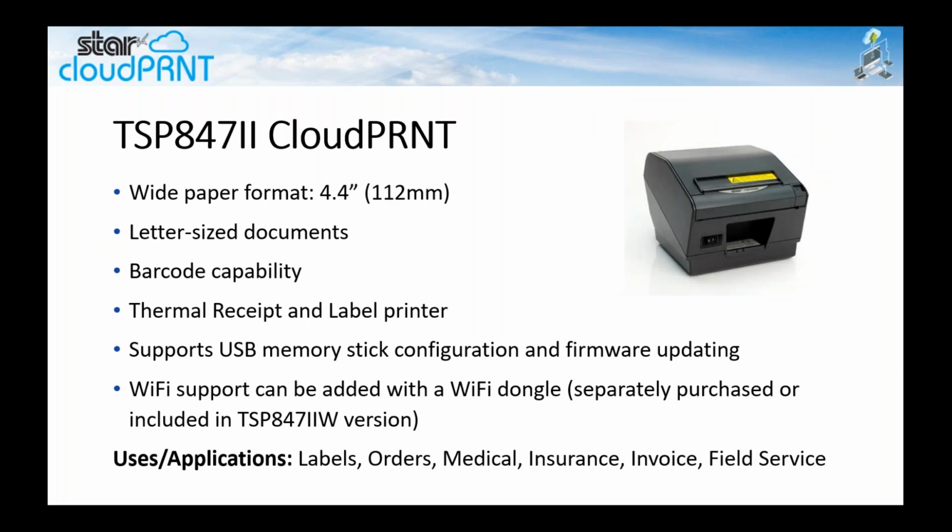Then there's the TSP 847II CloudPRNT series. This is very similar to the TSP 743 model I just discussed, in that it has the label, ticket capability, all of that. What's special about this series is its wide format. All the other printers I mentioned were either 58 millimeter or 80 millimeter, which is your standard receipt width. This is 112 millimeter, about 4.4 inches wide. It's adjustable, but this printer is really nice when you want to print something that's going to have more information on it than a typical receipt would.